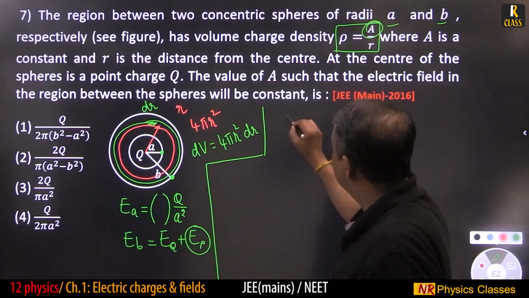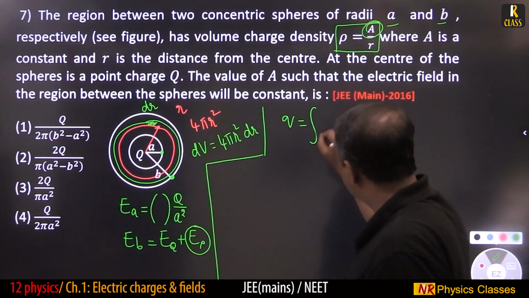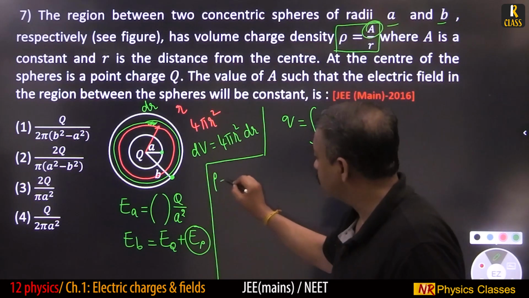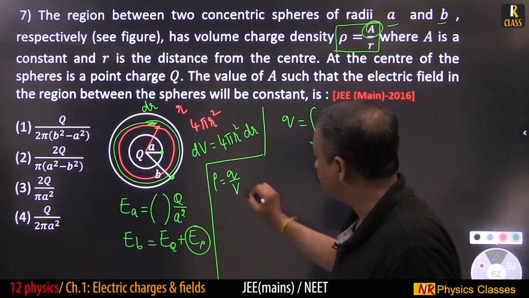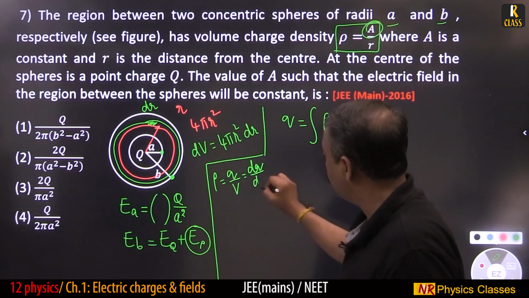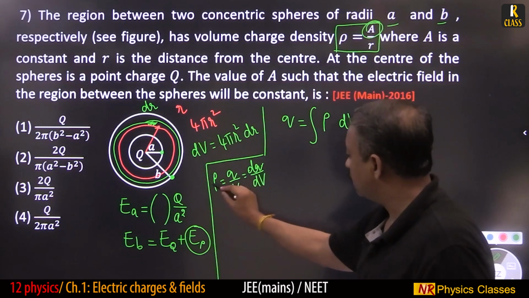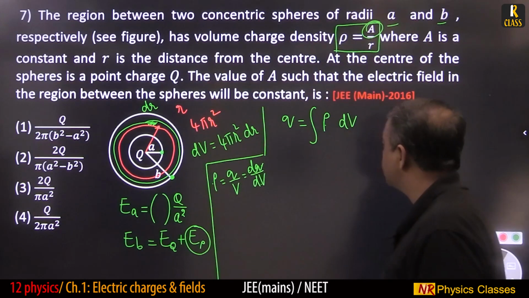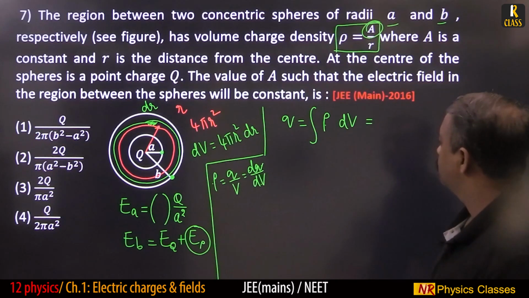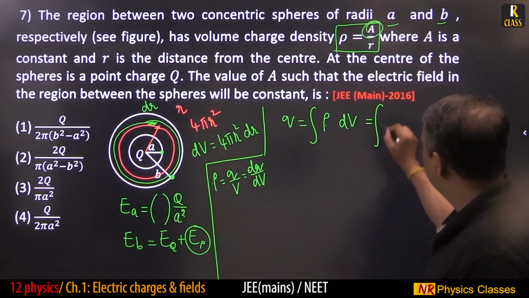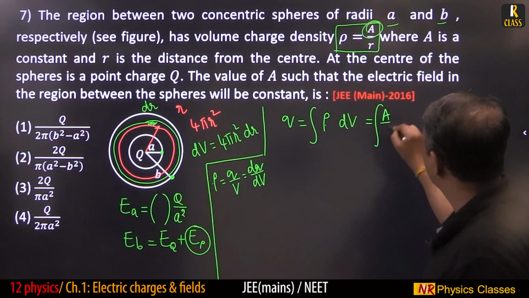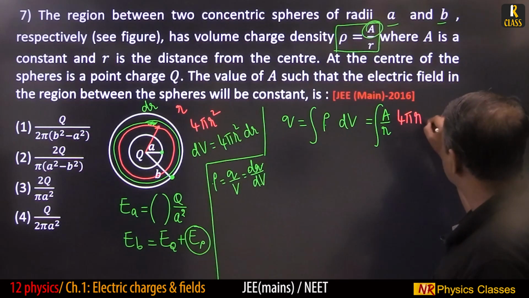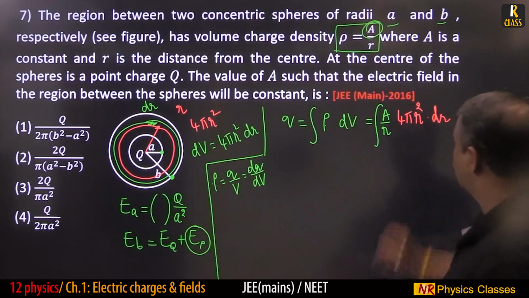So charge equals integration of charge density into dV, right? Density is charge by volume, small charge by small volume. Therefore, dq is rho dV. Integrating dq to Q, equals integration of rho, which is a by r, times dV, which is 4 pi r square into dr.